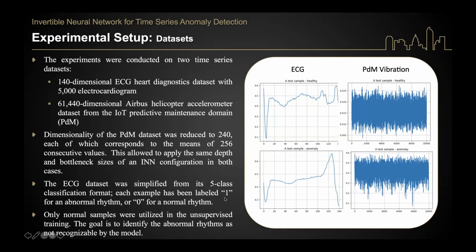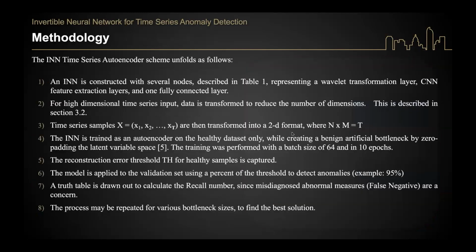We labeled all the abnormal rhythm as 1 and normal rhythm as 0 out of these 5-class classification formats. The point is that we want to train the network only on the healthy data. That data set is just healthy data. They don't provide any abnormal data except for a very small ground truth data set, but this one we adjusted to what we needed it to do. And the methodology was like this.